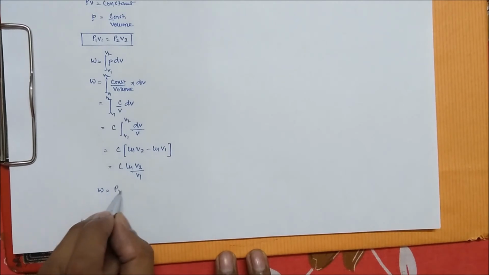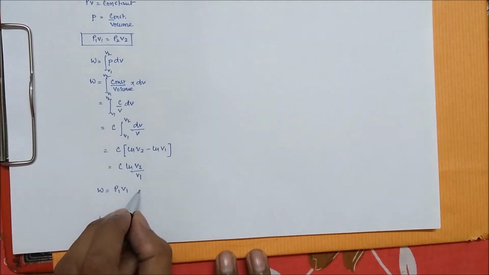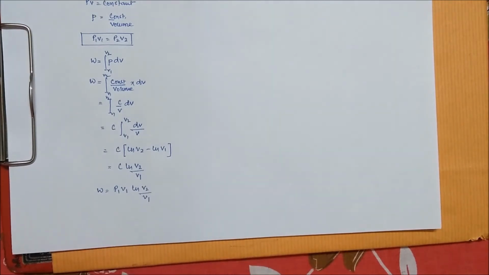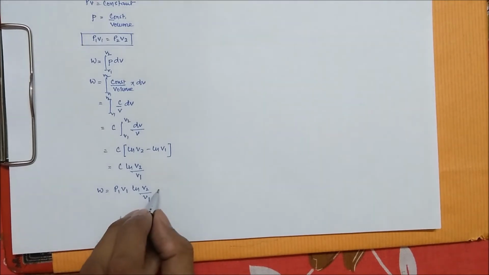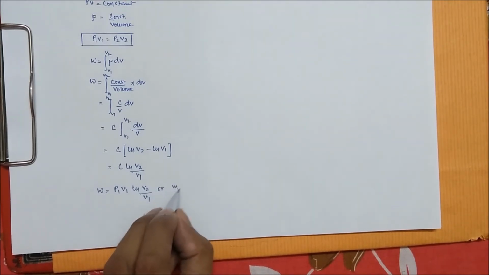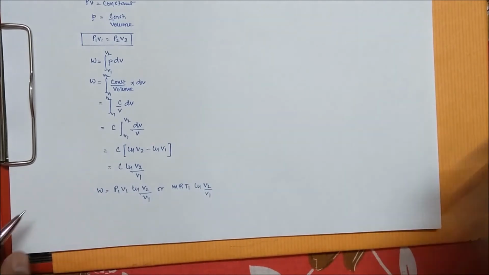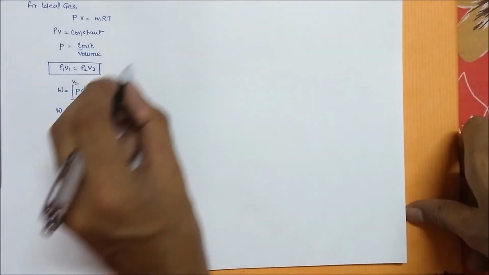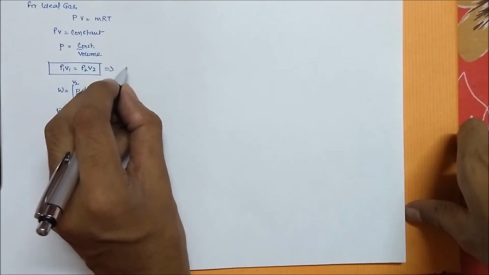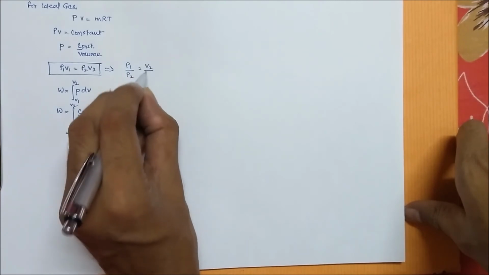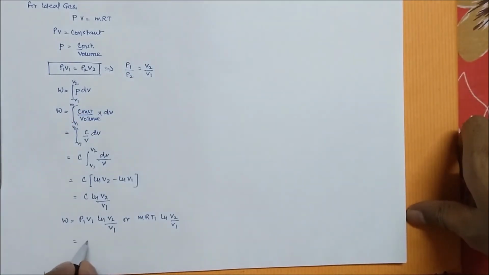W can be P1 V1 ln V2 by V1, or it can be mRT1 ln V2 by V1. Again, from this we can have P1 by P2 is equal to V2 by V1. So we can write this as mRT1 ln P1 by P2.